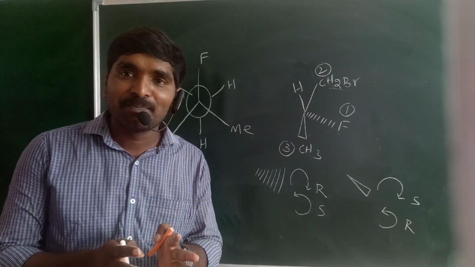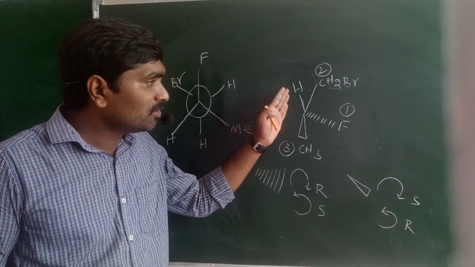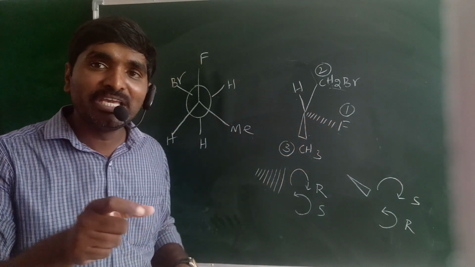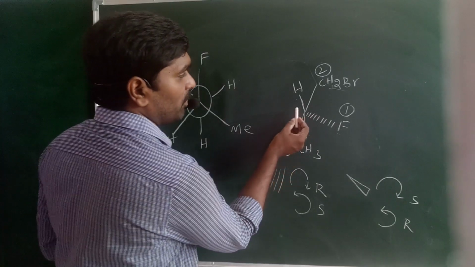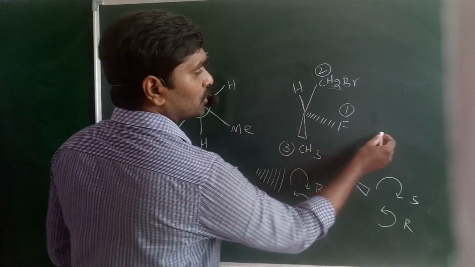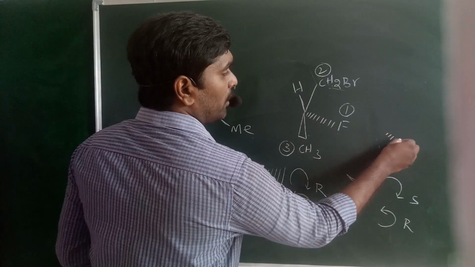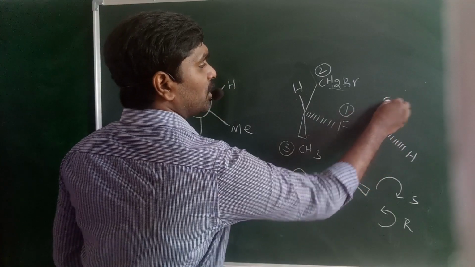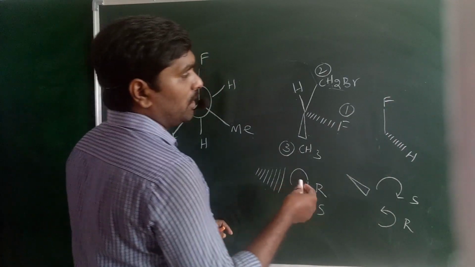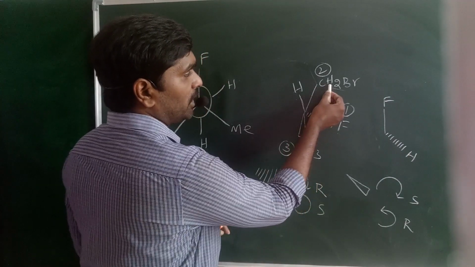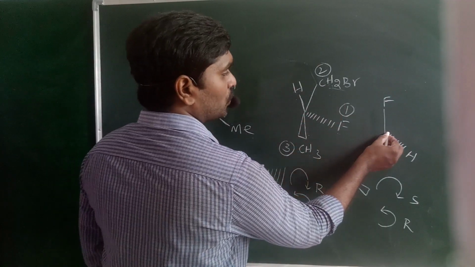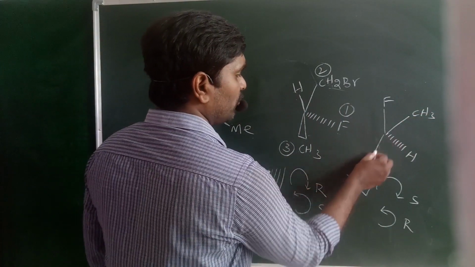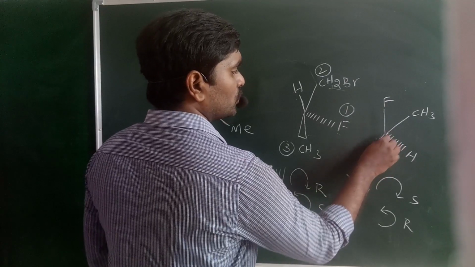So you should change the hydrogen position from line to either a broken wedge or a solid wedge by doing an even number of changes. The first change may be hydrogen and fluorine, so hydrogen is indicated with the broken wedge and fluorine with the line. The next change may be CH2Br and CH3, so CH3 is indicated with the line and CH2Br with the solid wedge.